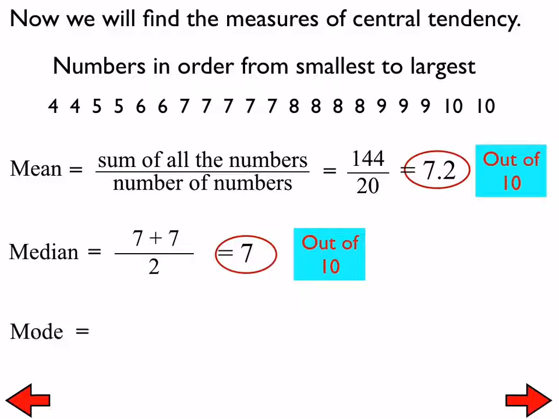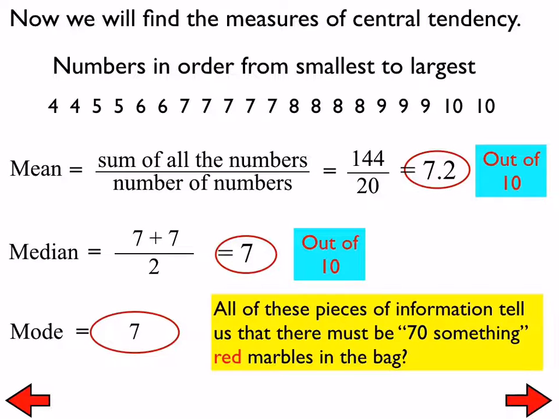Then we have the mode. How do you find the mode? The most matters, right? Yeah, so it's the one that occurs the most. Which number occurs the most? The 7. So according to the mode, about 7 out of every 10 are red. So all of these pieces of information tell us that about 7 out of every 10 marbles in the bag are red. So in other words, there's 70-something red marbles in that bag, more than likely.